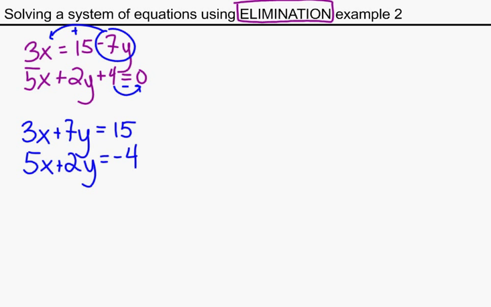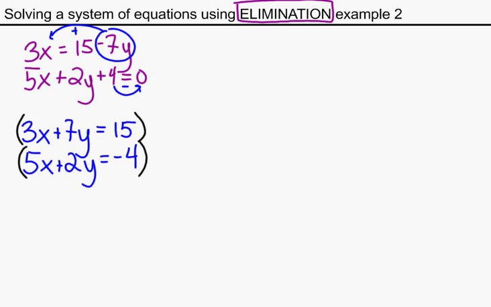This system is now ready to apply the process of elimination, which means I need to look for additive inverses. I look at the coefficients, the 3 and the 5, the 7 and the 2, and I don't have any set of additive inverses or any easy way to make those additive inverses by just multiplying one equation. So I have to multiply both equations. And in this case, I'm going to eliminate the x's. My magic number I'm looking for is 15.